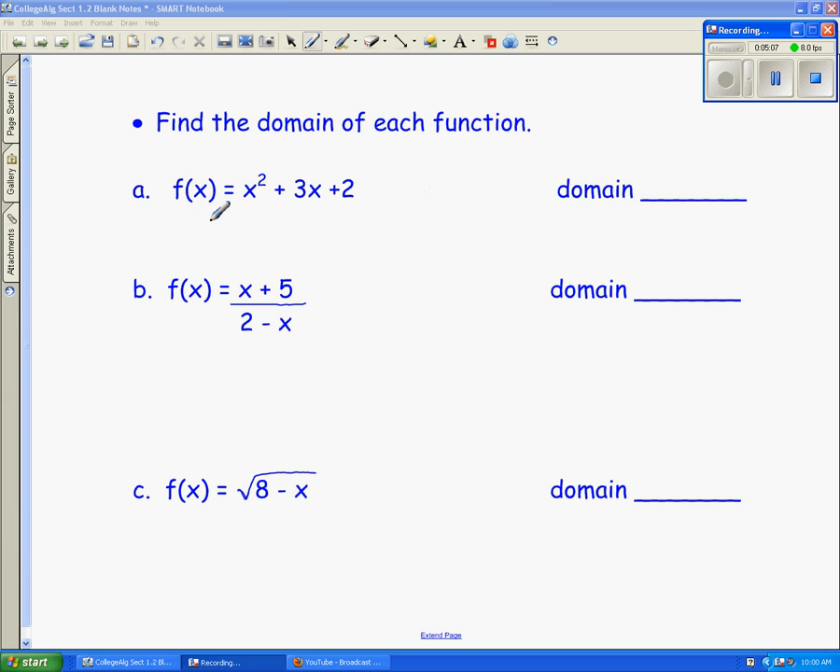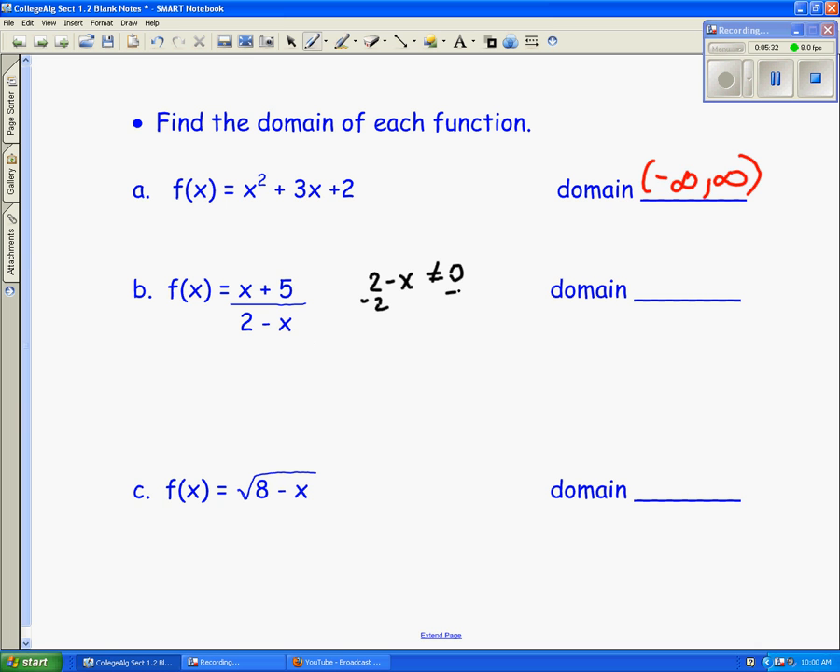In A, they give us a function. As long as it doesn't have those two exceptions, we said it was always going to be negative infinity to positive infinity, all reals. B says if you have a variable in the denominator, that's one of our exceptions. So we have to take the denominator and set it not equal to 0 and solve it, because this is one of our special cases.